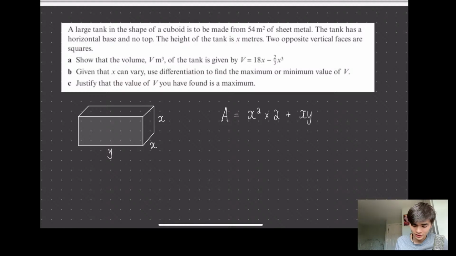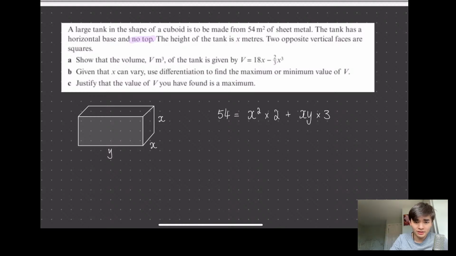Oh, it's a tank, isn't it? It's a tank, so there's no top. So that's only going to be 3 extra sides: the front, the back, and the bottom. Okay, and we know that that is equal to 54.